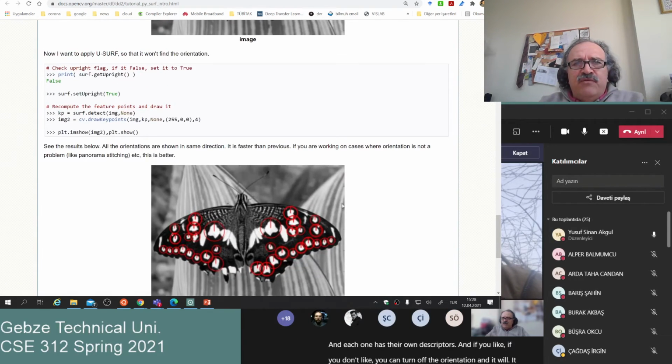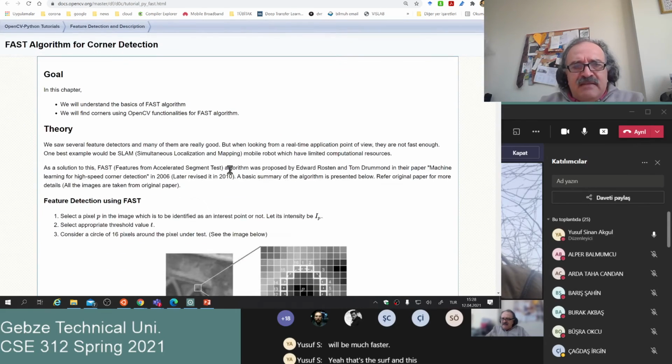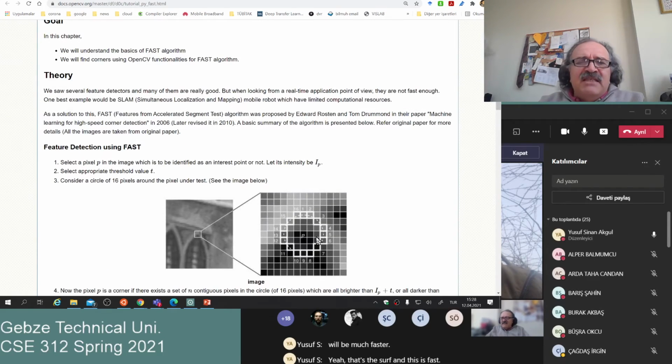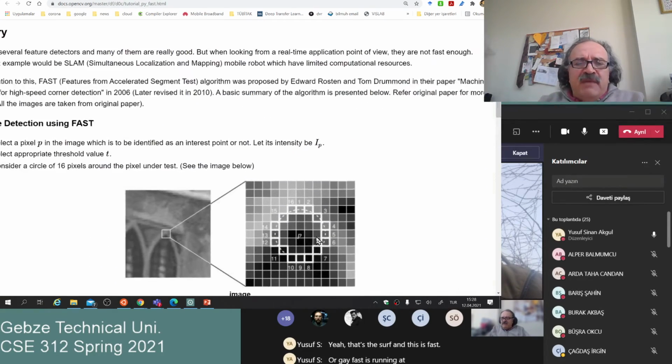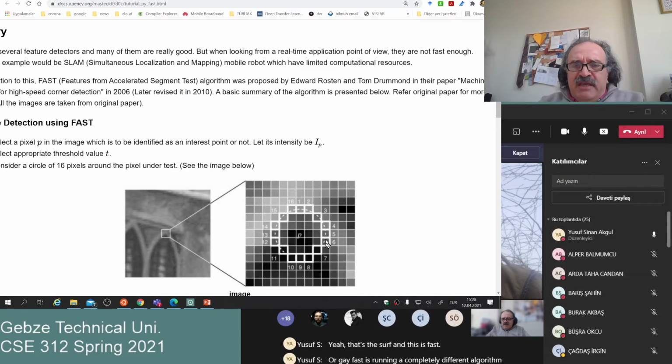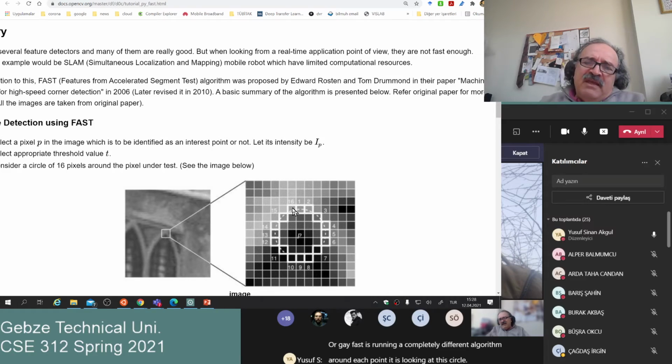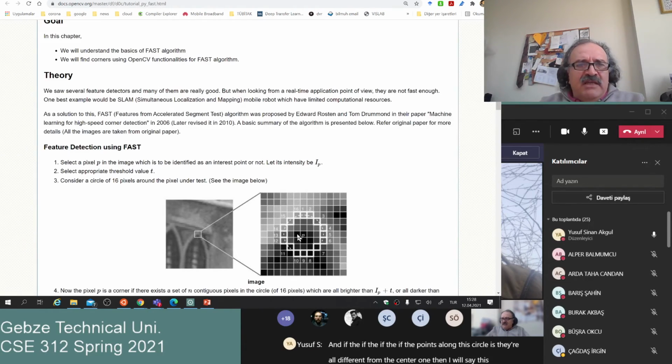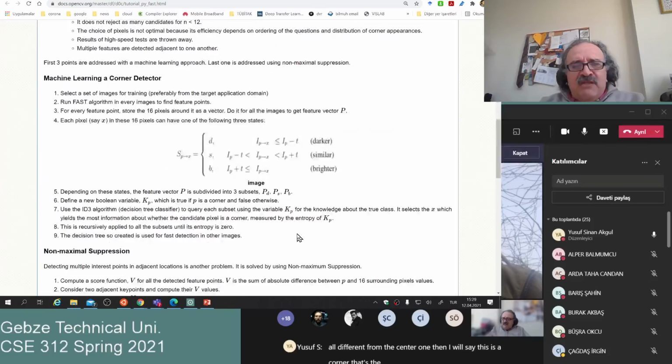Okay, that's SURF, and this is FAST. FAST is running a completely different algorithm. Around each point, it is looking at the circle, and if the points along the circle are all different from the center one, then I would say this is a corner. That's the idea, and it is doing this in a smart way.